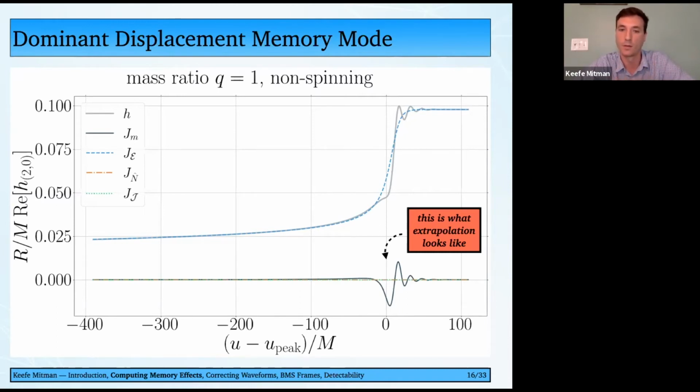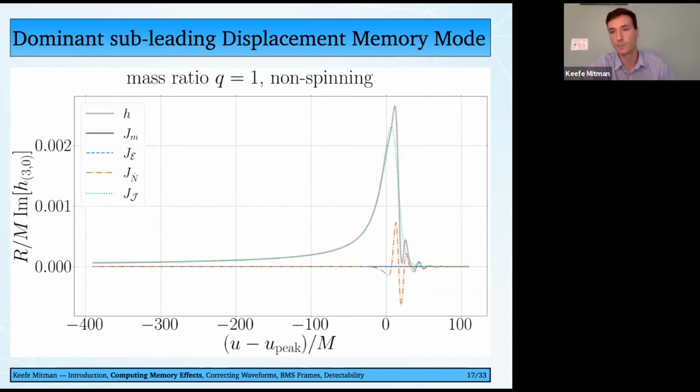So if we're looking at the sub-leading displacement memory effects, more specifically the spin memory, which we expect to be more prominent than the center of mass memory, you want to find a mode that's sourced by the angular momentum flux, this green curve. If you keep looking through the modes, eventually what you find is the imaginary part of the 3-0 mode. And what you'll notice is that this is pretty similar to the 2-0 mode.